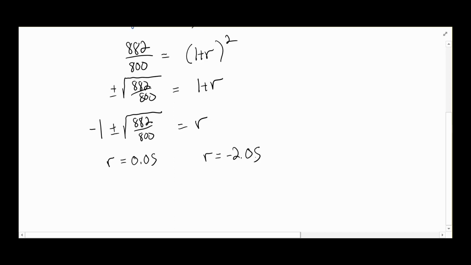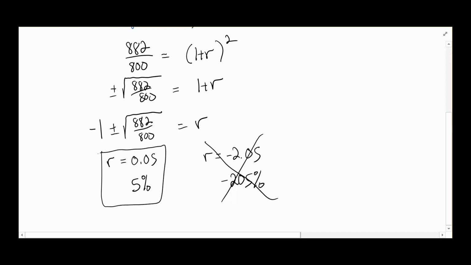Now keep in mind that this rate is a decimal representing a percent. So as a percent, this would be 5% or negative 205%. Now obviously this answer is dumb, and that's what's going to happen on a lot of these word problems: we're getting two answers, one's going to make sense, one doesn't. And so our interest rate that we're speaking of is 0.05 or 5%.